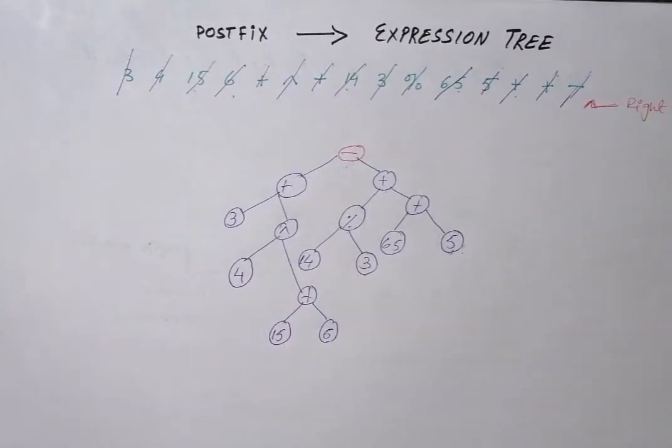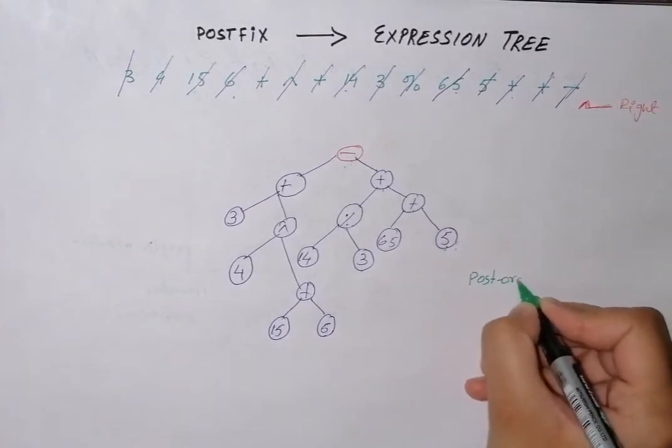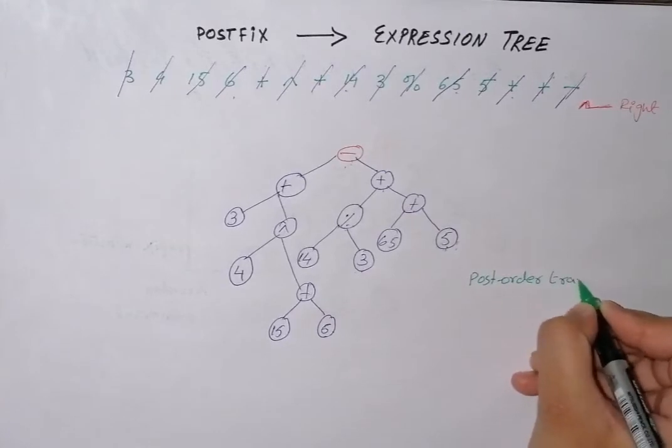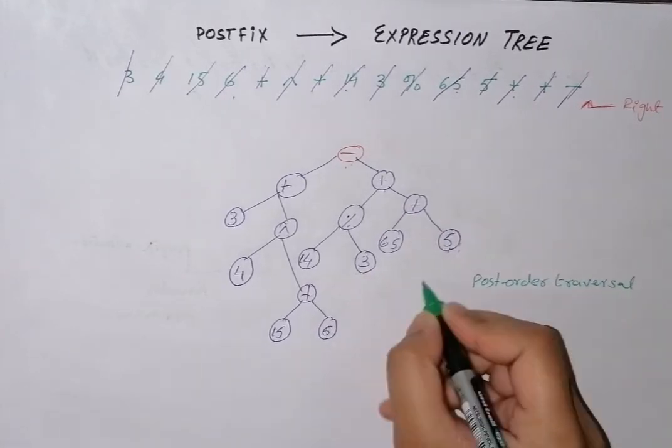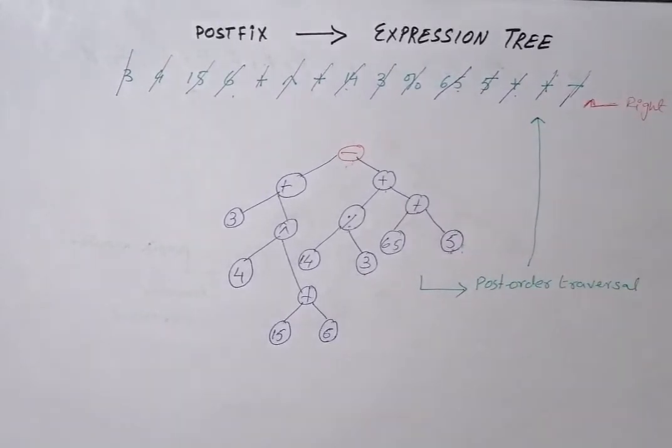Okay, this is how we created an expression tree out of the prefix notation. In order to cross check whether the tree we have just created is valid or not, what we can do is figure out its values, like apply post order traversal on this tree. And the result that we will obtain would be the same expression from which we started creating this particular tree.